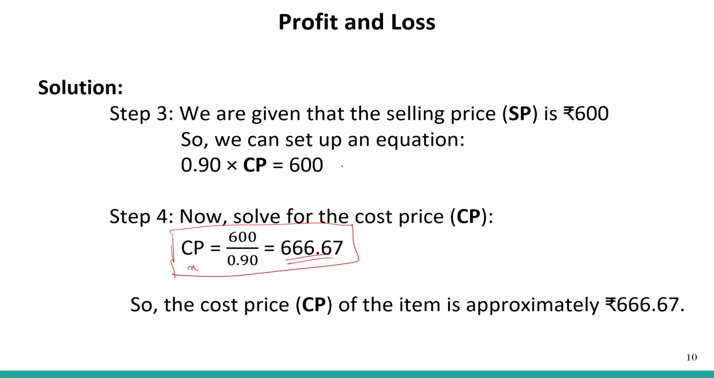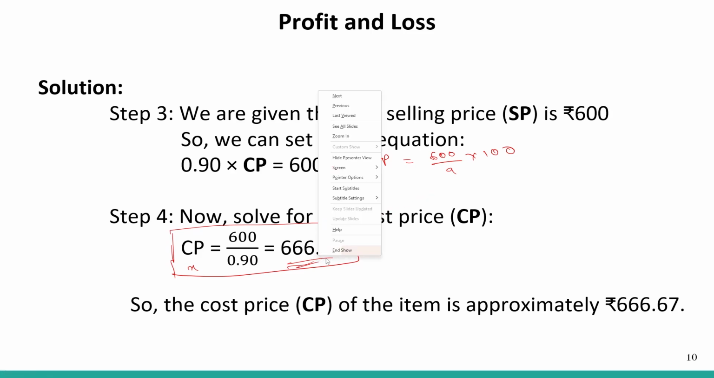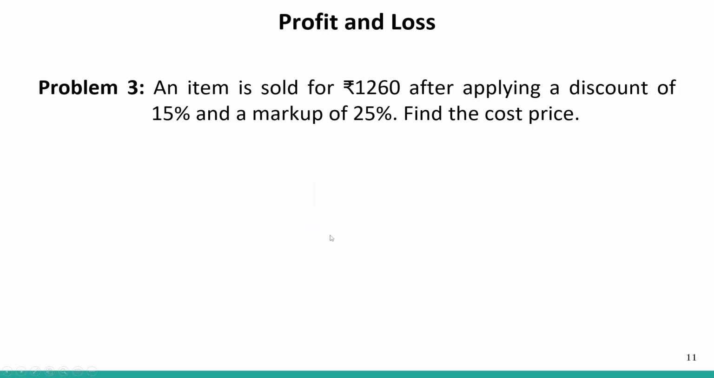Because this will be what? This implies that CP is equal to 600 by 9 into 100, right? So this is what we need to find out. That will be 666.67. Okay, so I guess there is a mistake down here. So it will be actually 0.67.